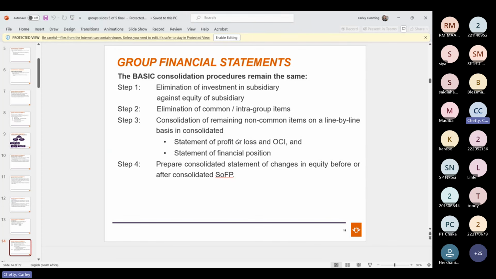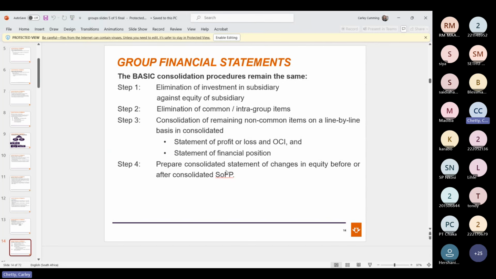Then once we have done those two statements, we're going to prepare a statement of changes in equity before or after the consolidated statement of financial position. Okay, so we're going to prepare those statements.